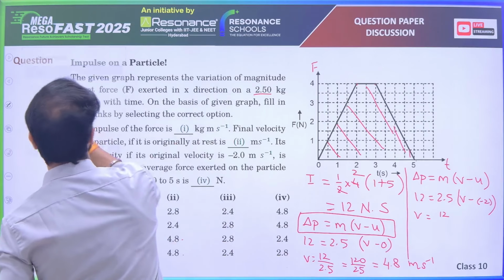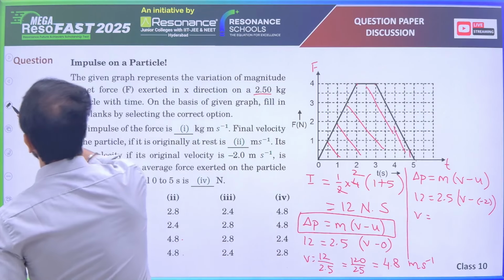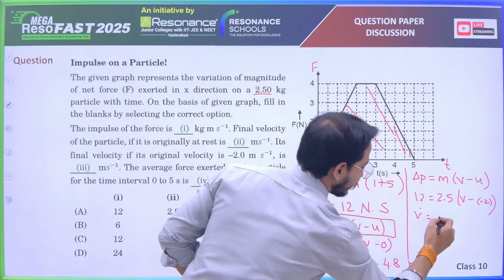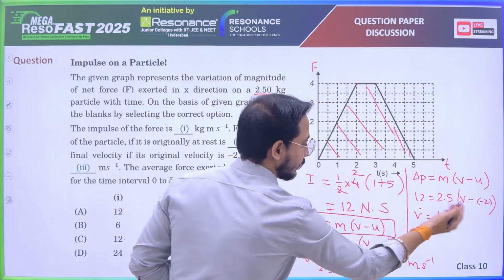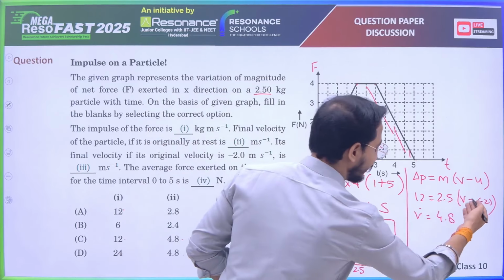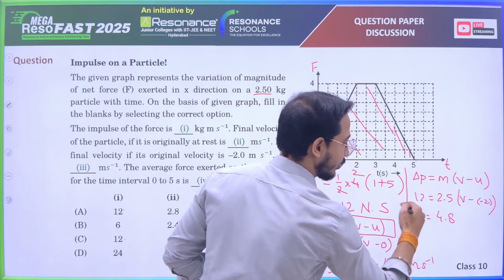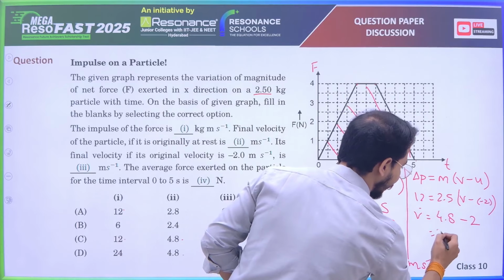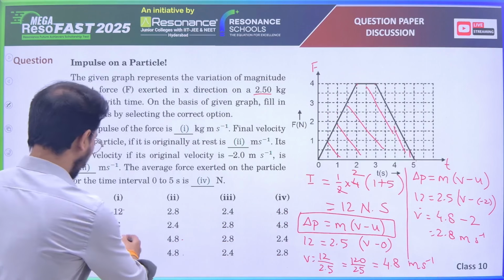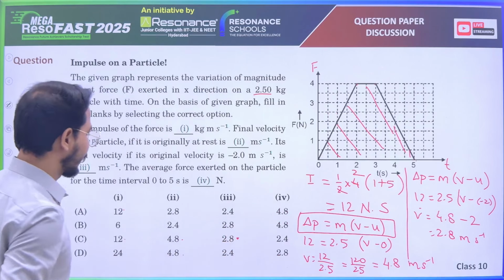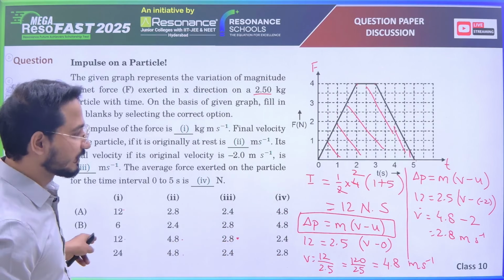Directly I am writing over here, this will be equal to 4.8, and it is minus plus. Plus it will become, and if we transpose this plus 2 towards the left hand side, it will become minus. So finally we are getting 2.8 meter per second. So most probably C should be our answer.